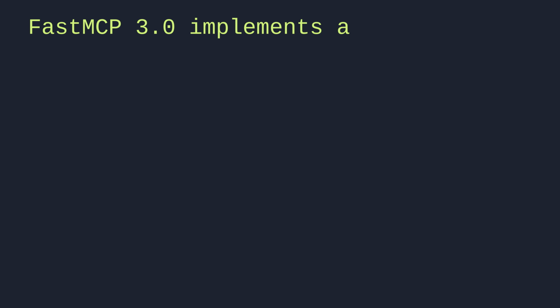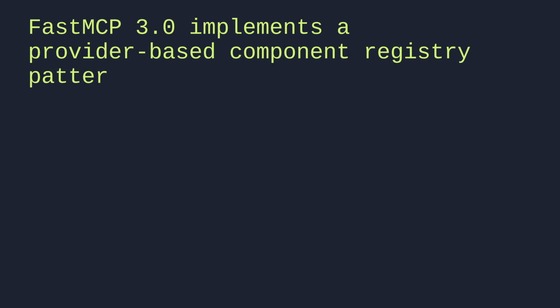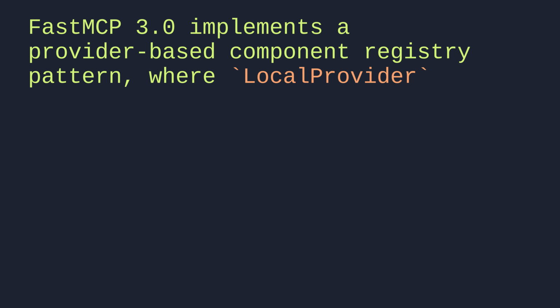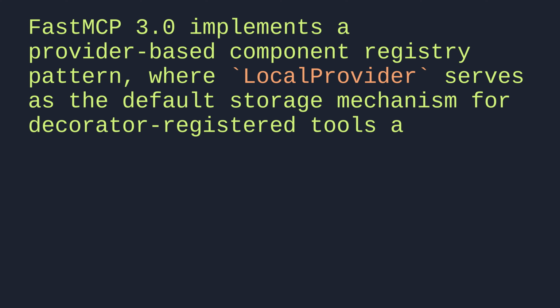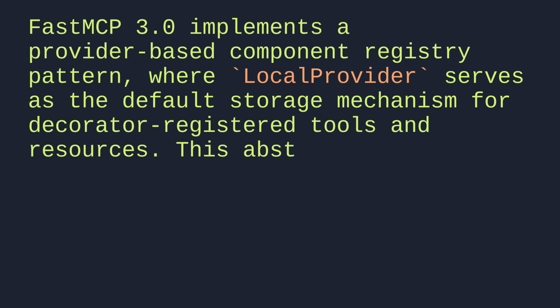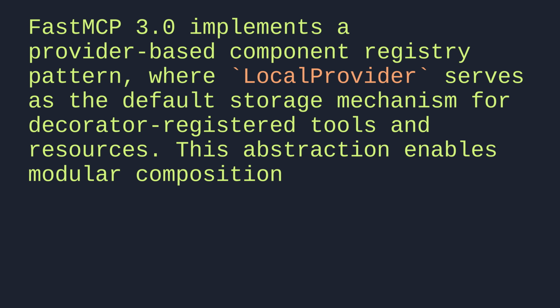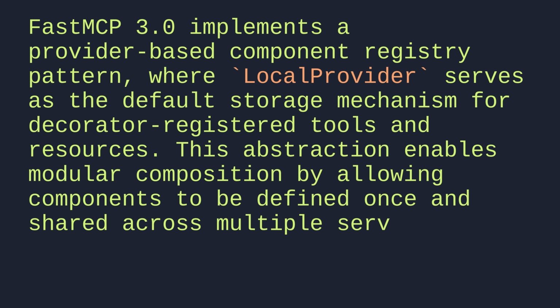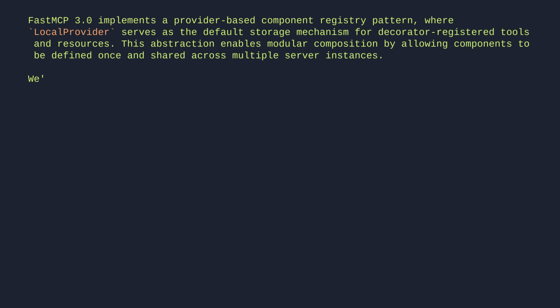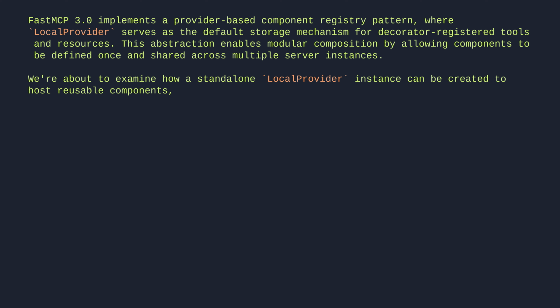FastMCP 3 implements a provider-based component registry pattern, where LocalProvider serves as the default storage mechanism for decorator-registered tools and resources. This abstraction enables modular composition by allowing components to be defined once and shared across multiple server instances. We're about to examine how a standalone LocalProvider instance can be created to host reusable components, which are then attached to separate FastMCP servers during initialization.